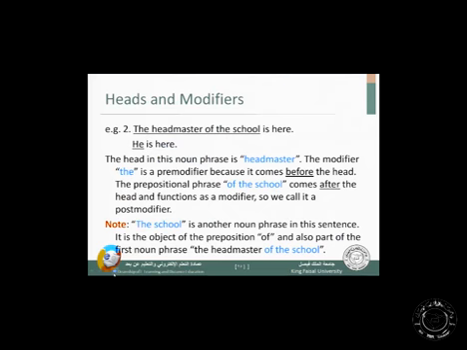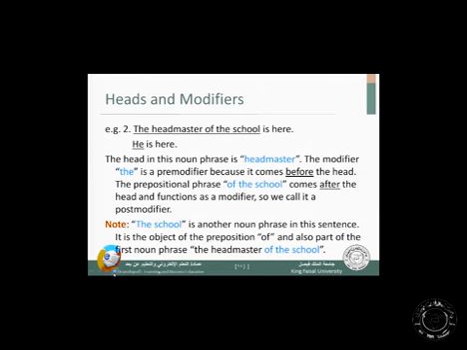Another example: the headmaster of the school is here. You notice that we can take the whole five words here, the headmaster of the school, and replace them all with he. So the headmaster of the school is here. We can say he is here. All of those are related to each other, so they are part of one phrase.